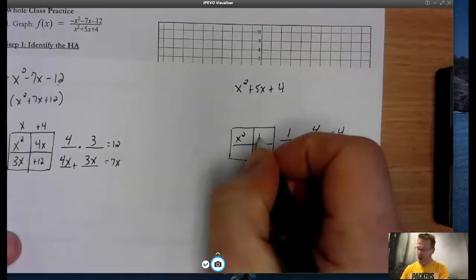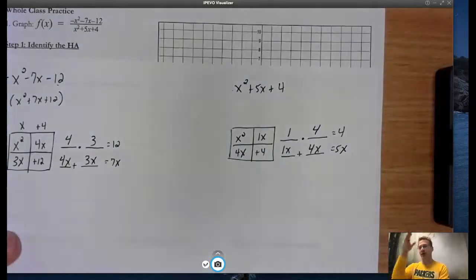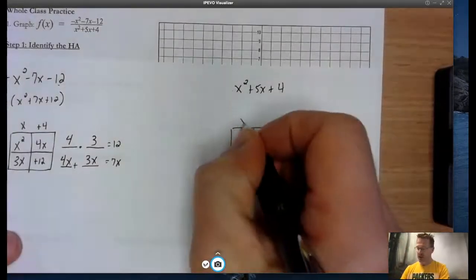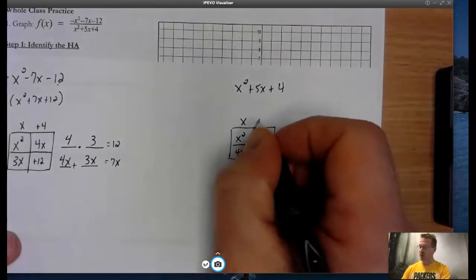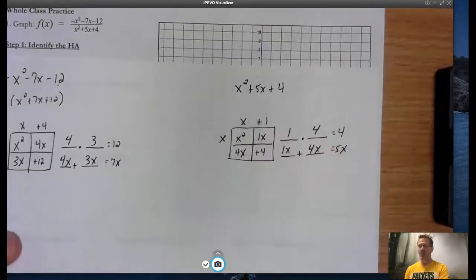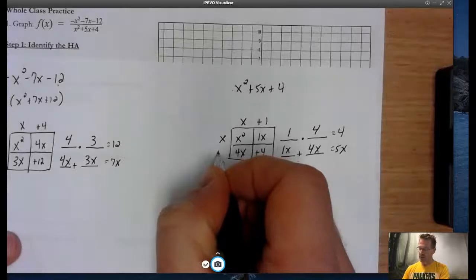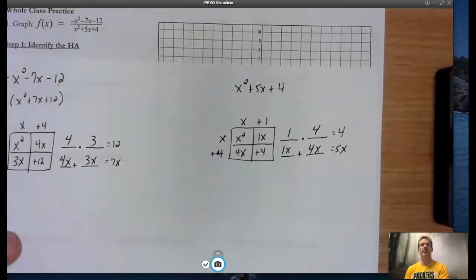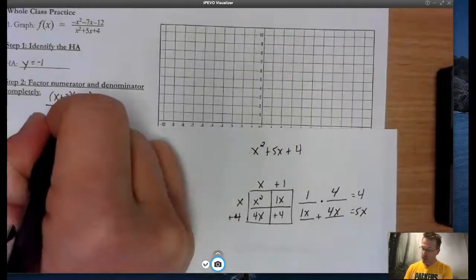All right, so I'm going to drop the 1x in here. I'm going to drop the 4x in here. So we look at that first column again. Our GCF is x. Look at that second column. Notice the only thing we can factor out of our second column is 1. First row, our GCF is an x. Second row, our GCF is a positive 4. There we go. So now there's our two factors, x plus 1 and x plus 4.